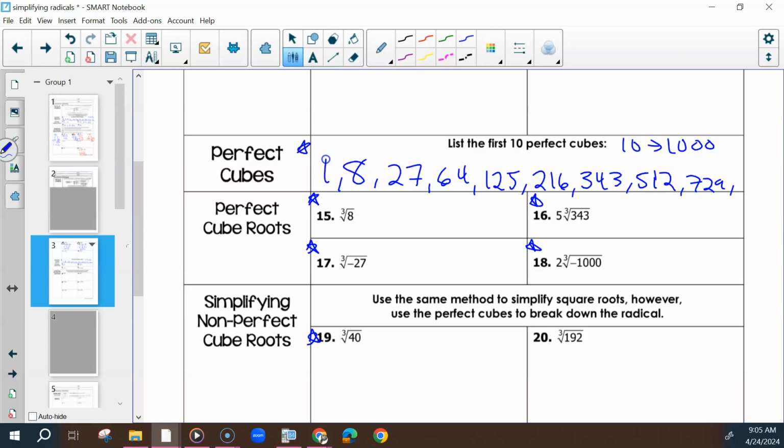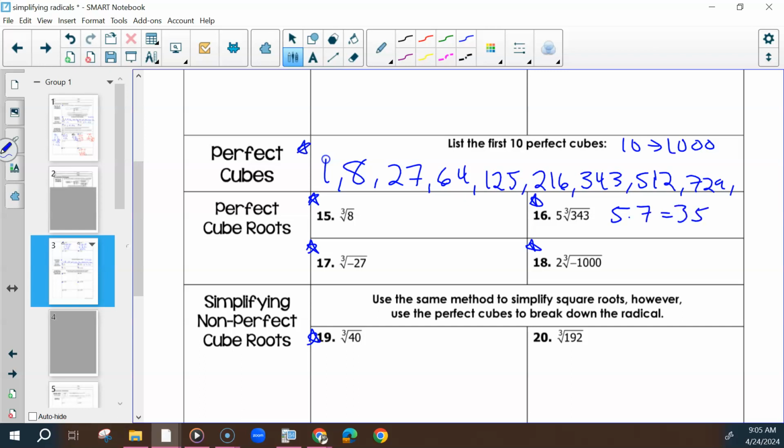Just like normal, if you have a perfect cube, you're just going to simplify that. So I'm going to jump to 16. The cube root of 343 would be what? 7. And we would multiply 5 and 7 to get 35.